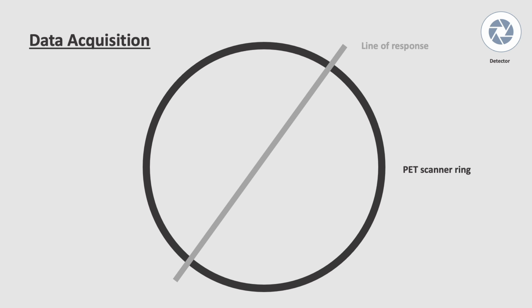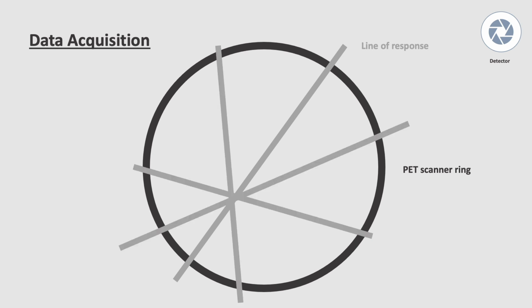Where the majority of these lines, stemming from many different annihilation events, intersect, is where the highest activity of the radioactive tracer is found. A good example for this would be a tumor. Due to a tumor's high metabolic rate, the lines would intersect where the tumor lies.